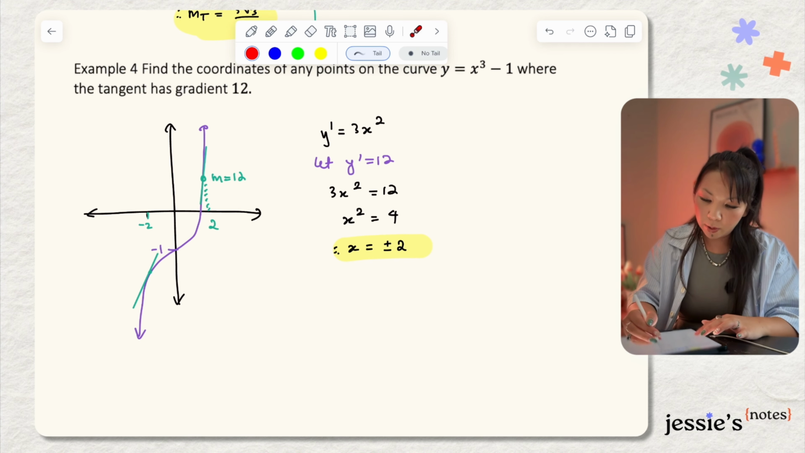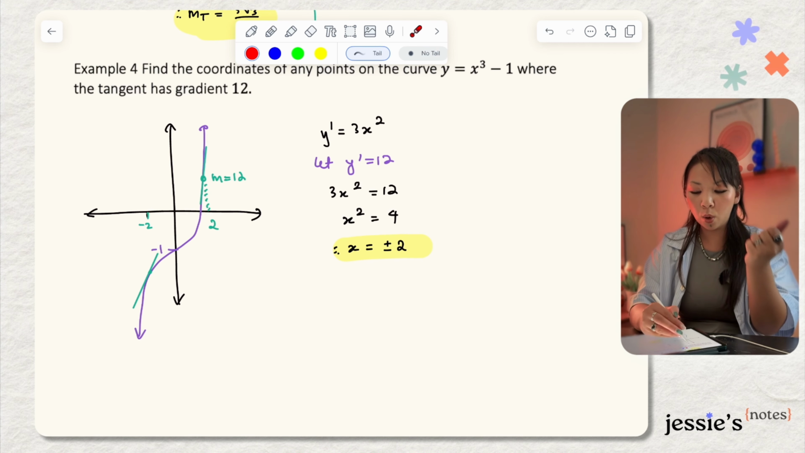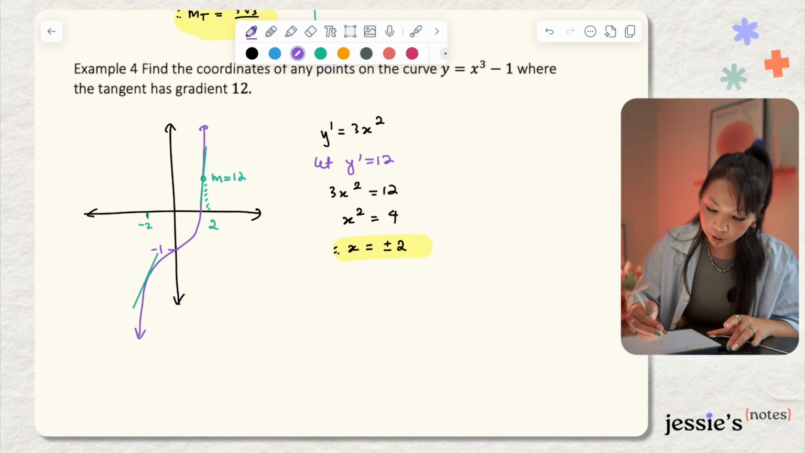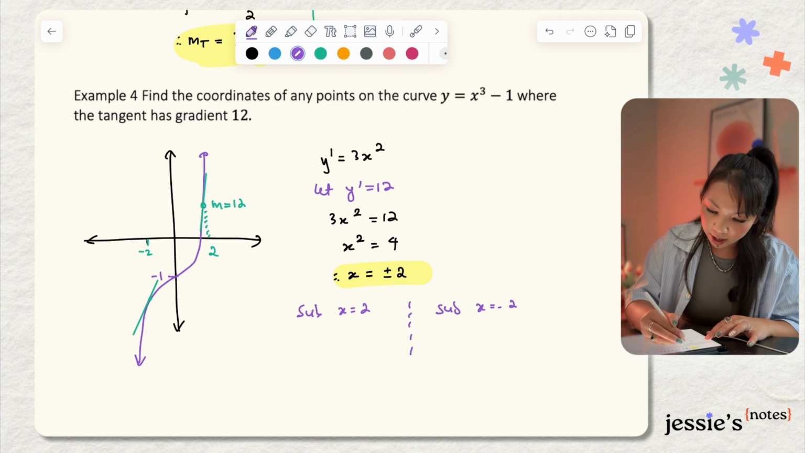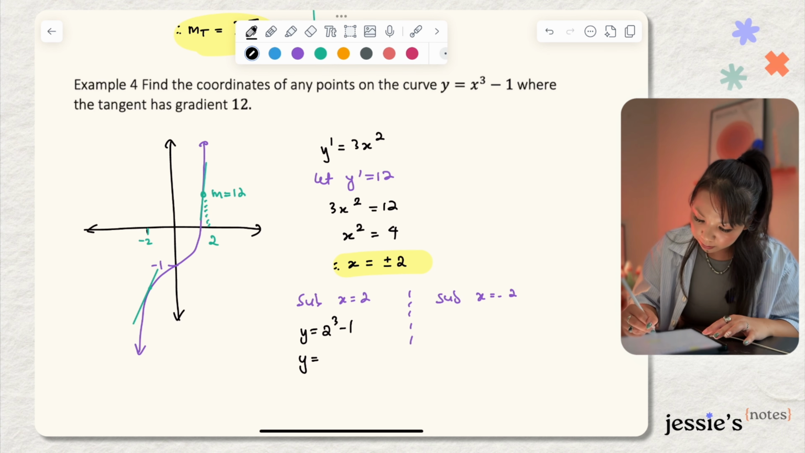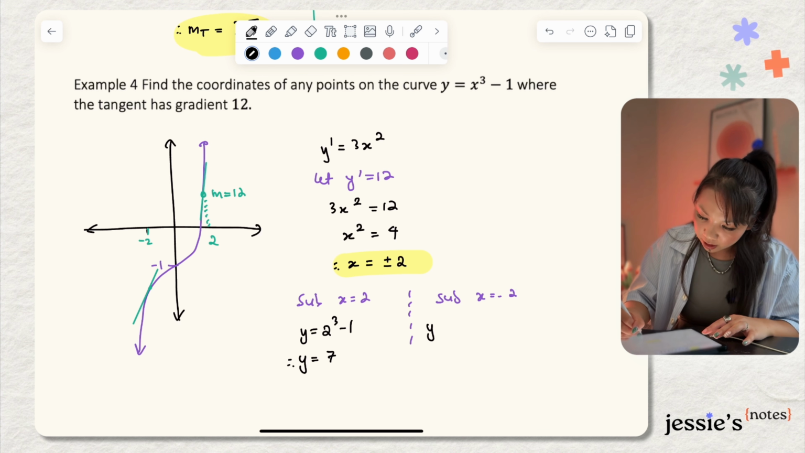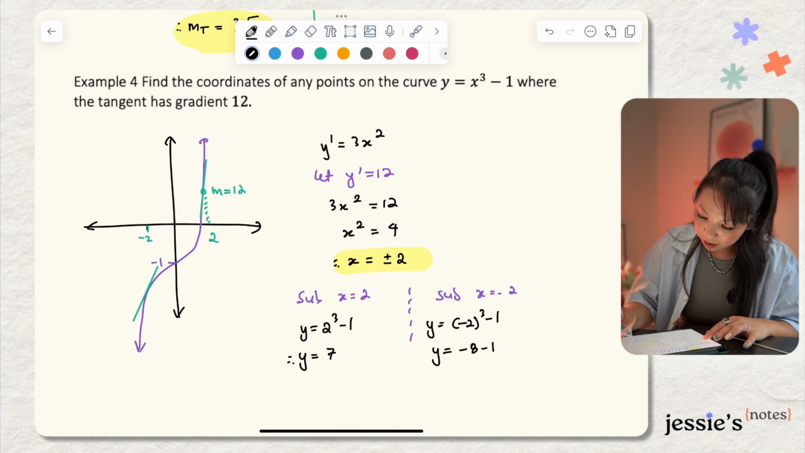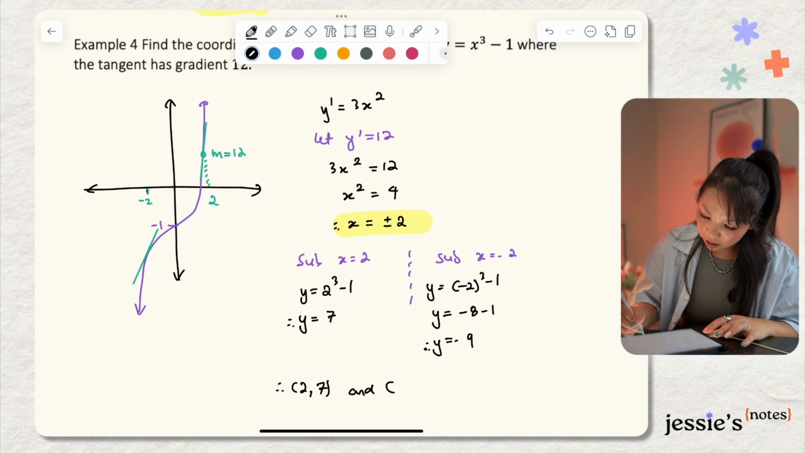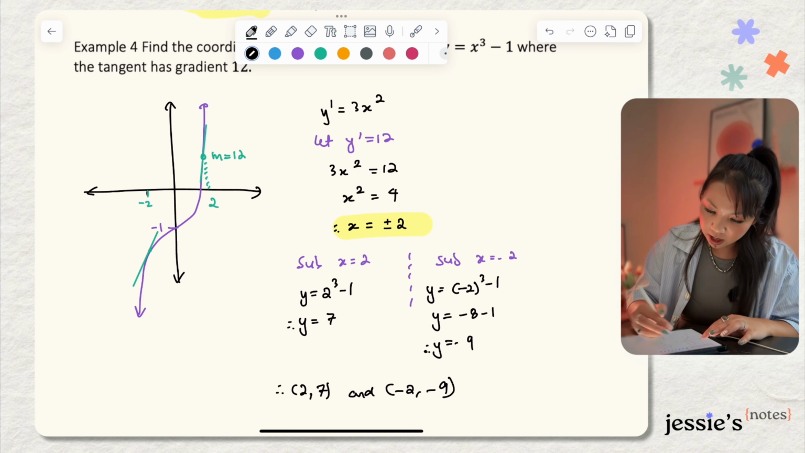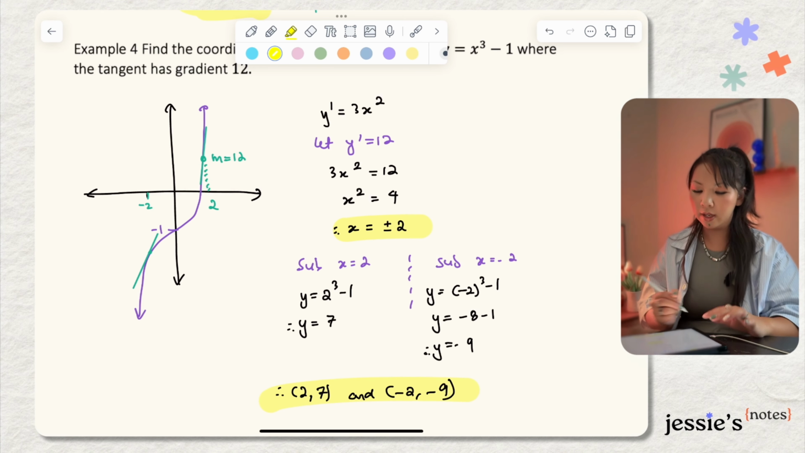Okay, so now we want to find the coordinates of the points, not just the x. So what we're going to do is sub in each of those x's into the original function to spit out the y. So we get 8 minus 1 is 7. If we plug in negative 2, we get negative 8 minus 1, y equals negative 9. So therefore, (2, 7) and (-2, -9) are going to be your coordinates.